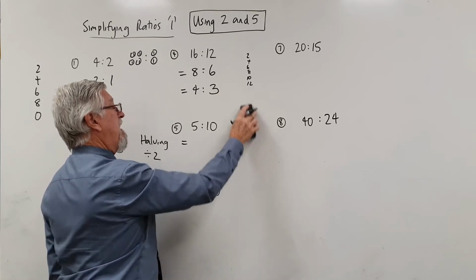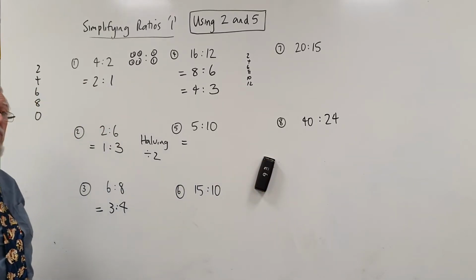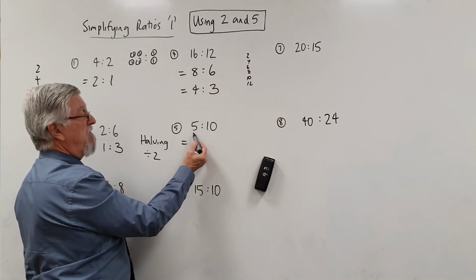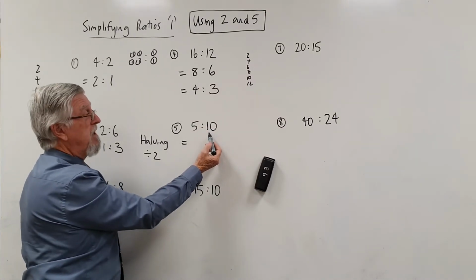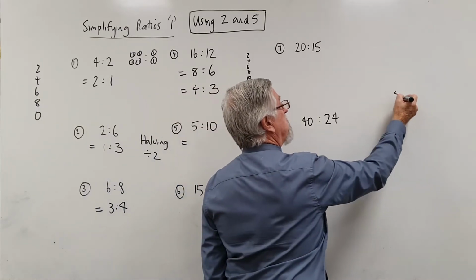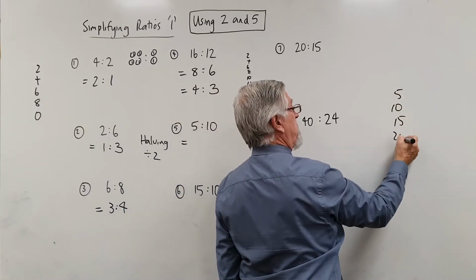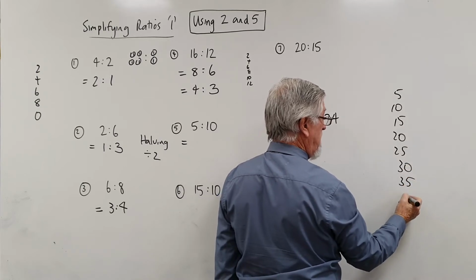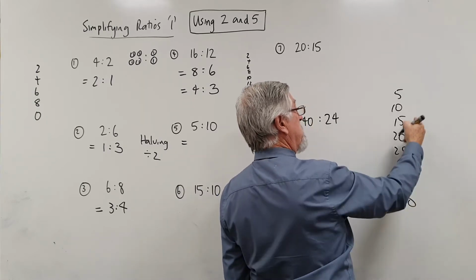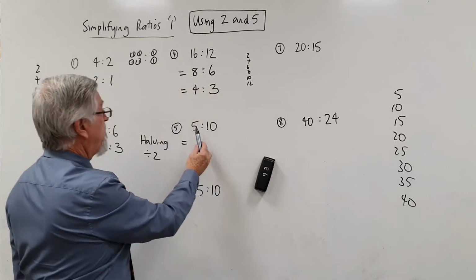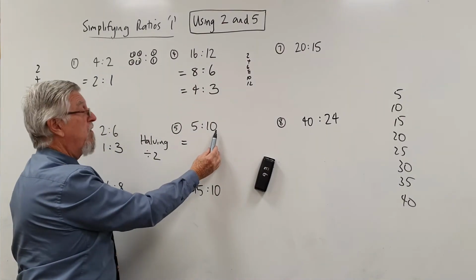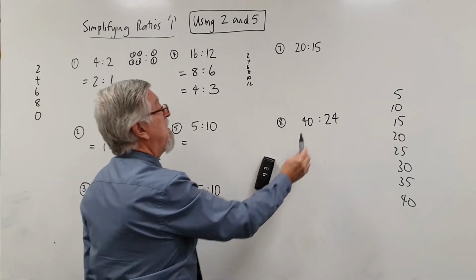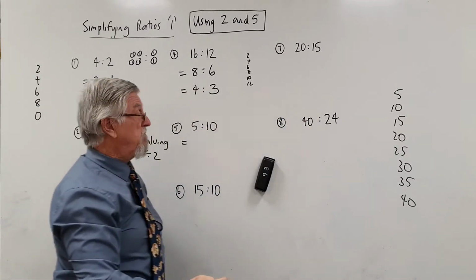So we're just looking at how can I make that into whole numbers that aren't so big. So 5 will fit into 5 and 5 will fit into 10. Now if you think of your 5 times tables, 5, 10, 15, 20, 25, 30, they all end in either a 5 or a 0. So if you're seeing a 5 and a 0, you can divide them by 5. A 5 and a 0, I can divide them by 5. A 0 and a 5, I can divide them by 5.